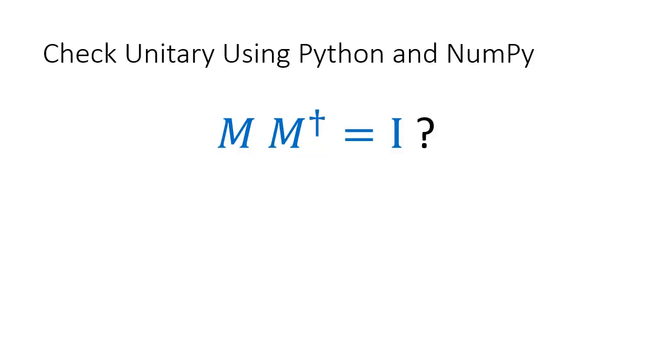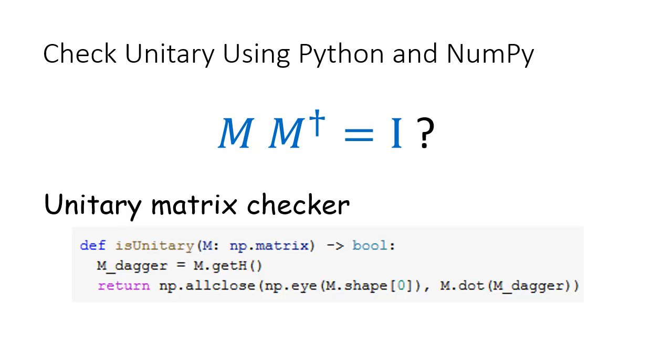Since the unitary matrix is an important part of forming a quantum operation, it may be better for us to write some program to check whether a matrix M is a unitary matrix. That is, we want to find out whether M multiplied by M dagger equals an identity matrix. So we can write a unitary matrix checker something like this in Python.